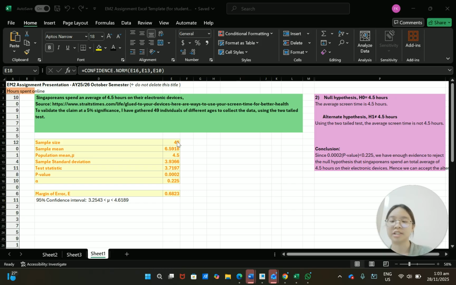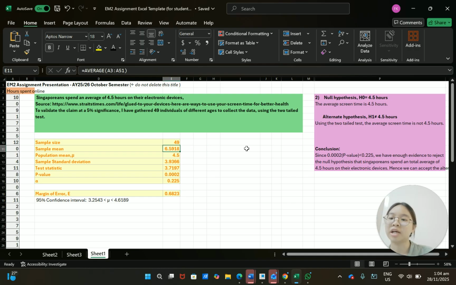So here I have my sample size, which is 49, as shown above, that this is the amount of data that I collected. And then there's the sample mean, which is the average amount of time that Singaporeans spend on their online devices. So from my data, I'll take the average function from Excel and click from A3 and then all the way down to A51, where I'll get the sample mean. So the population mean is just taken from the article itself too.